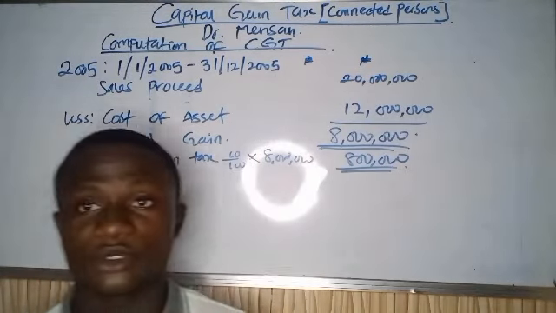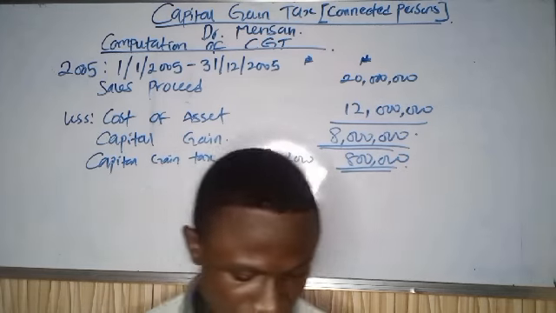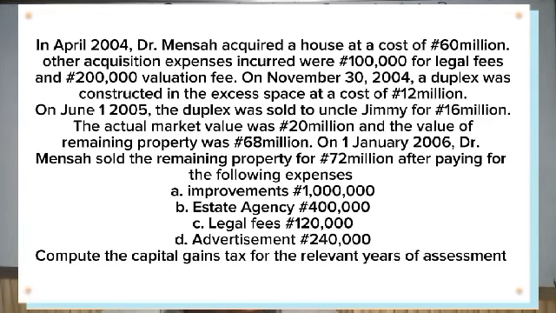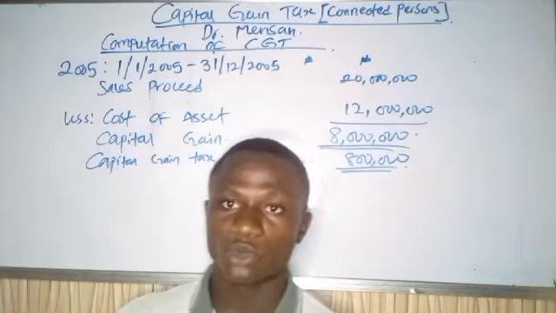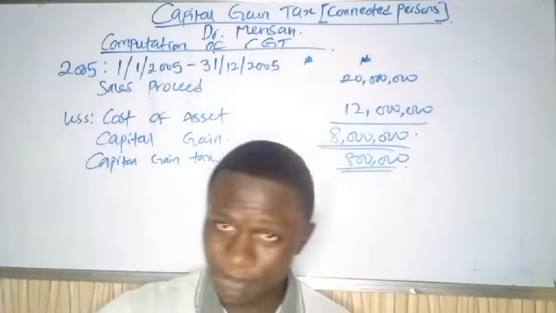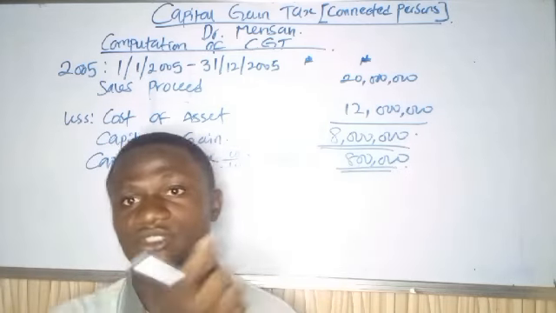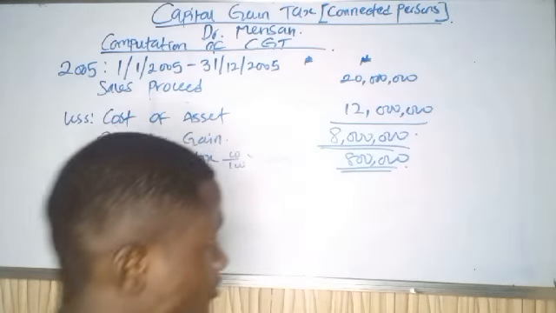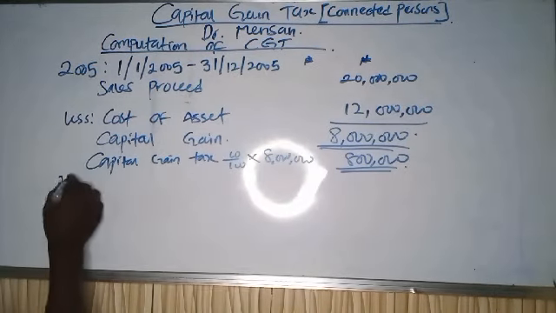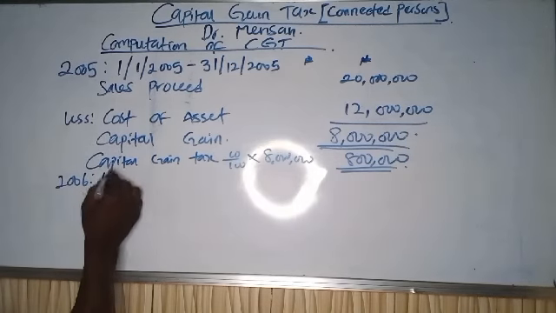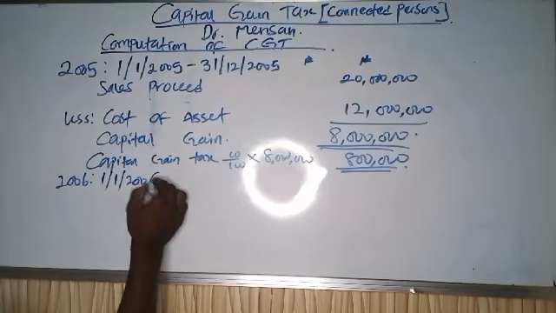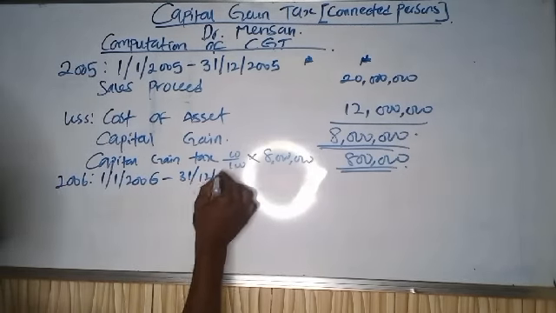And if you go back to the question, that is not all. The question proceeds further to say that on 1st January 2006, Dr. Mensah sold the remaining property for 72 million naira. Now, the remaining property, it was a house Dr. Mensah bought. He constructed whatever on it and he sold it to the brother. But the remaining property, after selling part of it to his uncle, is what we now want to sell. So we come back here, which is, it was sold in the year 2006. If you go back to the question, it was sold in the year 2006, ranging from 1st of January 2006 to 31st of December 2006.